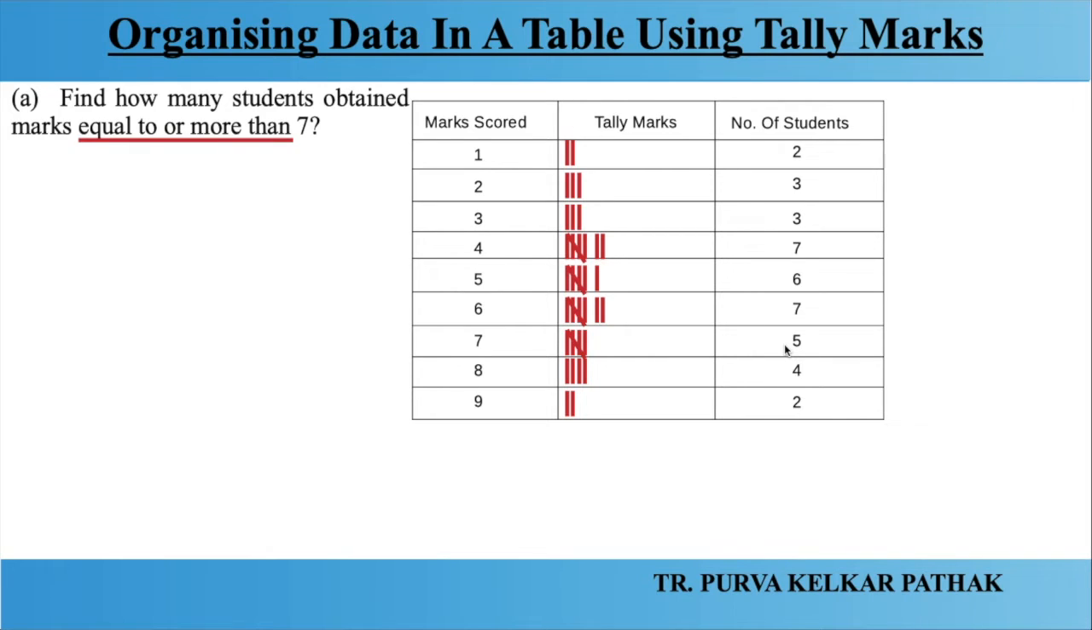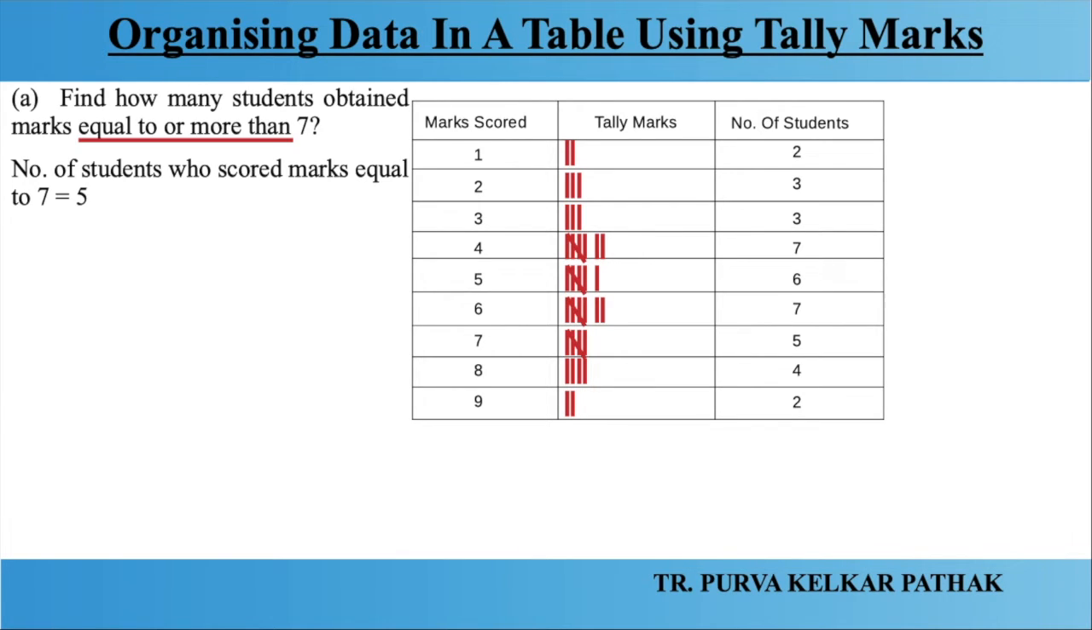So, in the solution, we write the first statement as follows. Number of students who scored marks equal to 7 is equal to 5. How many students scored marks more than 7? Marks scored more than 7 means marks scored equal to 8 and marks scored equal to 9.